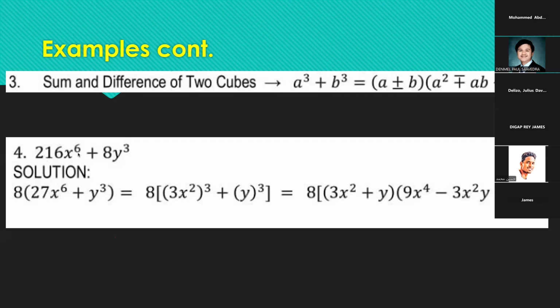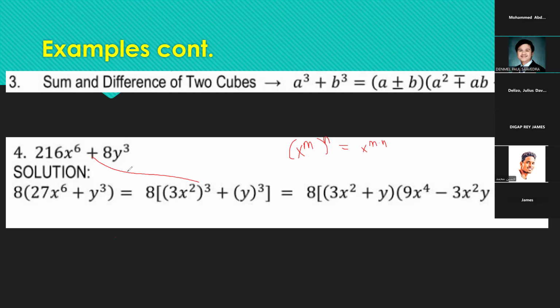Okay, so this number 4 is an example of sum and difference of two cubes. Notice that we have raised to 6 and then raised to 3. What we can do is transform this into something like this so that both are raised to 3. So remember our product rule: x raised to m, raised to n, is equal to x raised to m times n. As to why it's 3x squared raised to 3: this is 3 times 2, which gives you the same raised to 6.